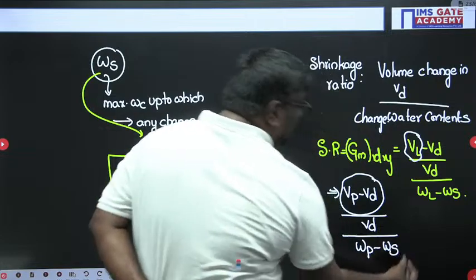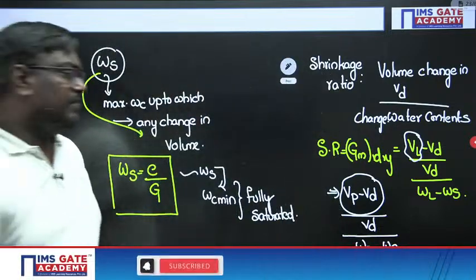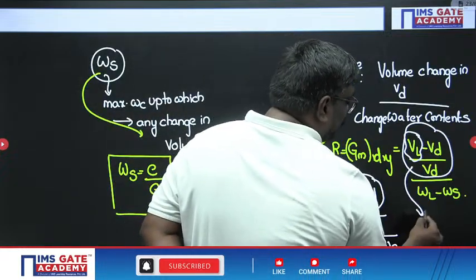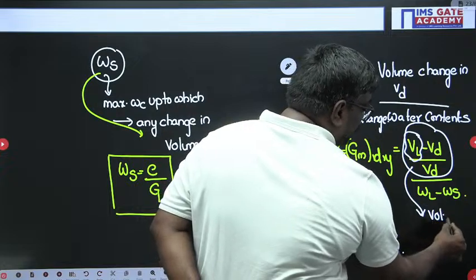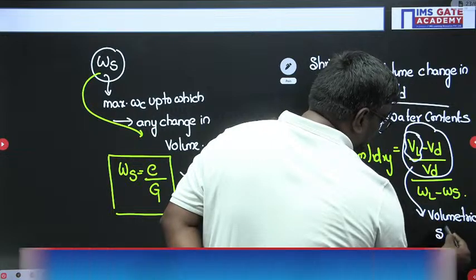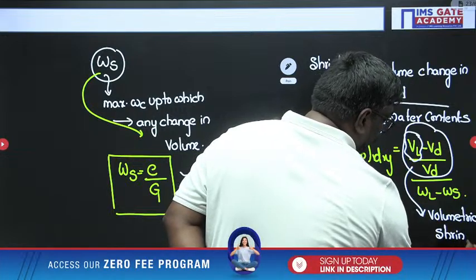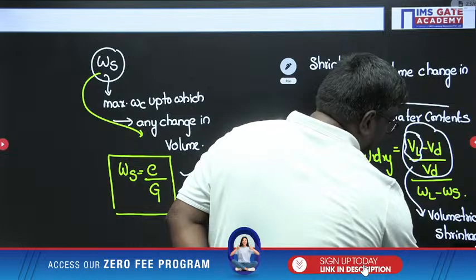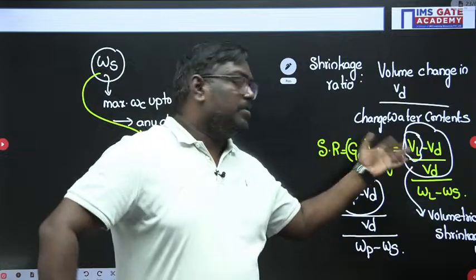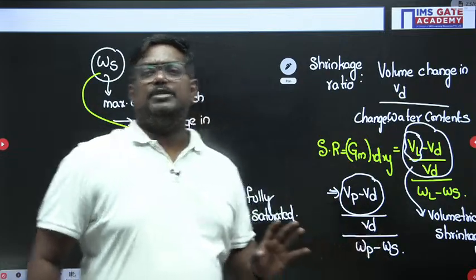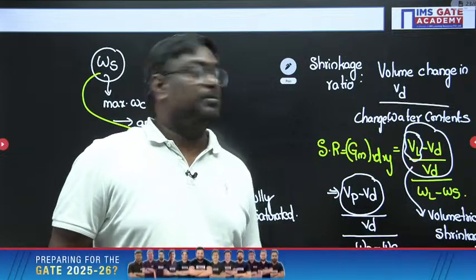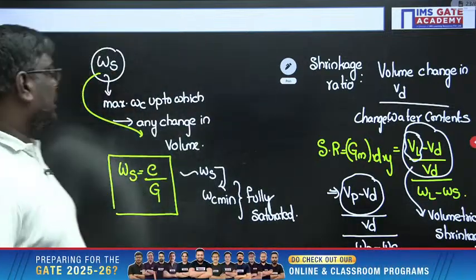Now, similarly, if they ask you what this numerator term is, we call it volumetric shrinkage. What is volumetric shrinkage? Please listen here, it is simple. Volumetric shrinkage means volume change expressed in terms of dry volume. When you say volume change expressed in terms of dry volume, then it is volumetric shrinkage.